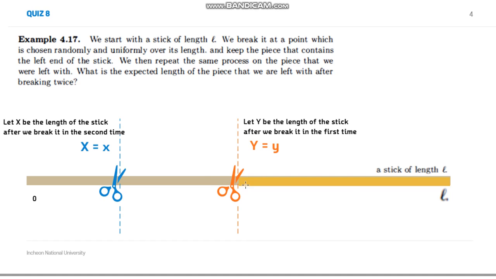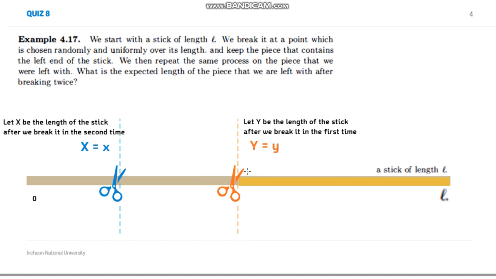So let's see. There is a stick of length rho, and we break it at a point which is chosen randomly and uniformly over its length. We keep the piece that contains the left end of the stick. We then repeat the same process on the piece that we were left with. And the problem asks: what is the expected length of the piece that we are left with after breaking twice?